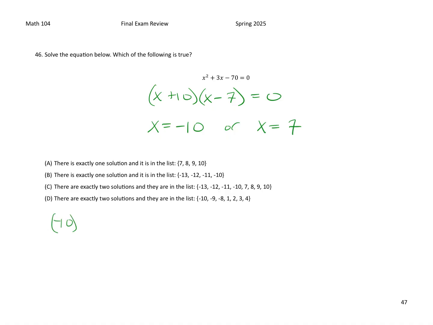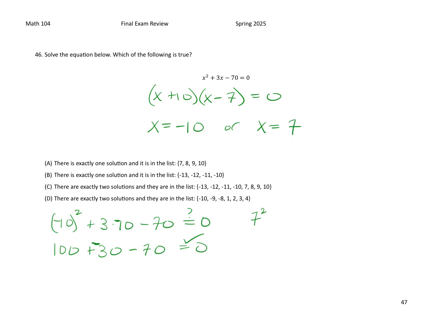Negative 10 squared plus 3 times 10 minus 70. Does that equal 0? So that's 100 plus 30 minus 70. Oh, that should be a negative 10, so it's negative 30. 100 plus negative 30 minus 70, that is 0. Check.